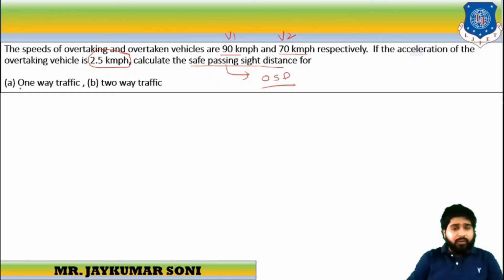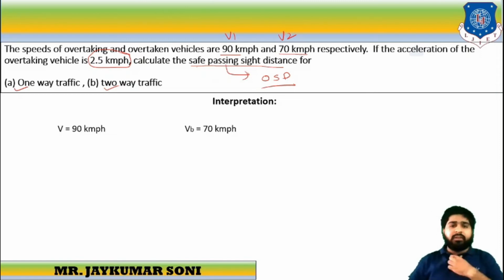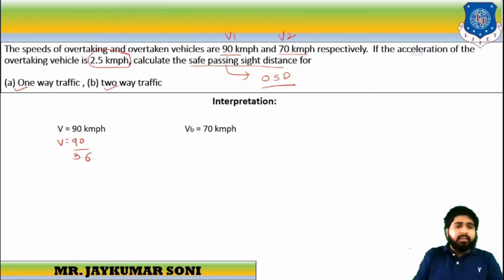We have to calculate for two scenarios. First is one-way traffic and another is two-way traffic. So what we will do, we will first interpret the statement. We have the speed V as 90 kmph and VB as 70. We will convert the speed into meter per second by dividing by 3.6. The value that we are getting from it is 90 by 3.6. Okay, this is 25 meter per second.